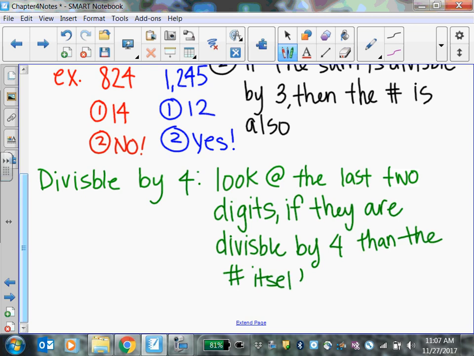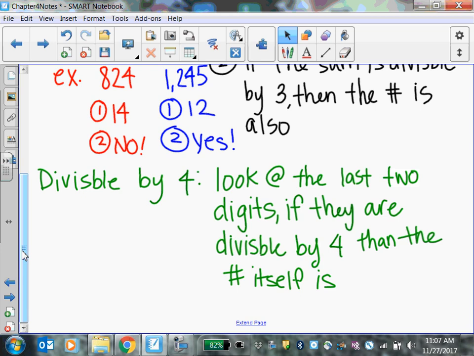Now it can be challenging because you kind of have to know your 4s all the way up to 100, but thankfully they gave you a 100s chart right there in your notes, so you can just use that 100s chart to know. So, if the last 2 digits are divisible by 4, then the number itself is divisible by 4.